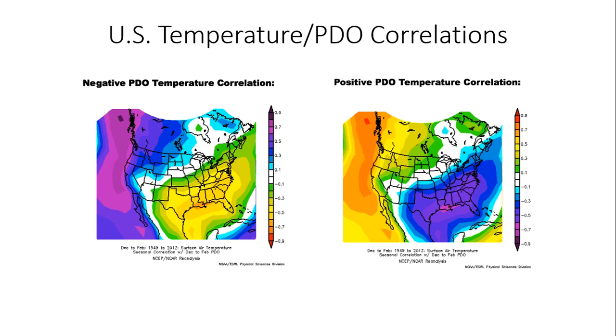We look at the right, a positive PDO, the opposite effect. So now we have the above normal water temperatures from just off the west coast of the U.S. up into the Gulf of Alaska, and we typically see much colder temperatures downstream over the southern and southeast and mid-Atlantic U.S. Okay, with a positive PDO.